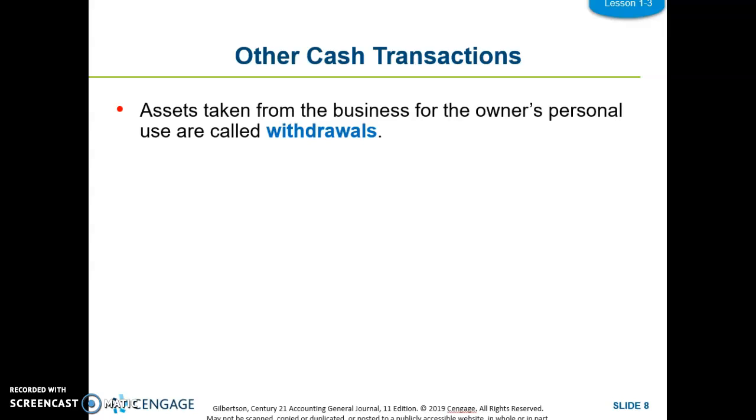We have another type of cash transaction as well, which is called a withdrawal. That's anytime an owner takes out an asset for personal use. So typically, the most common one would be to take cash out of the business, so an owner could withdraw cash for personal use. They could also, though, take out assets from the business as well if they wanted to. So say they wanted to take a computer from the business for their personal use, they could do that too.